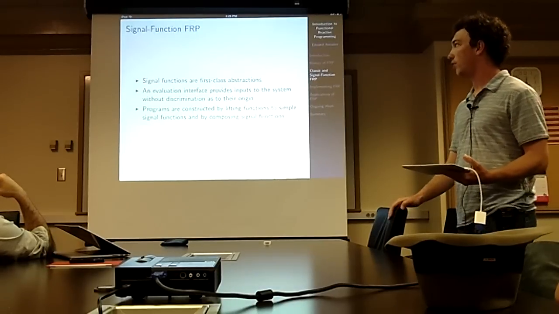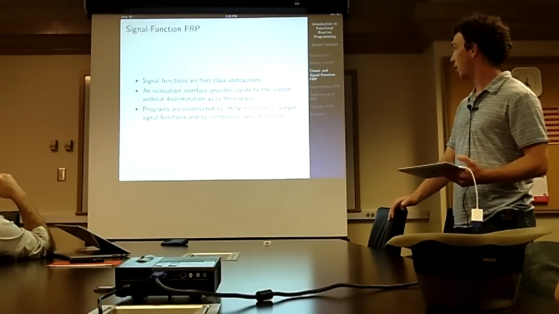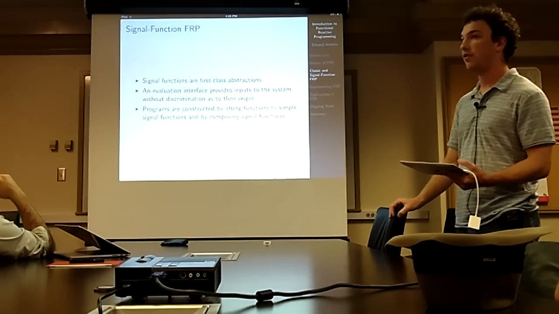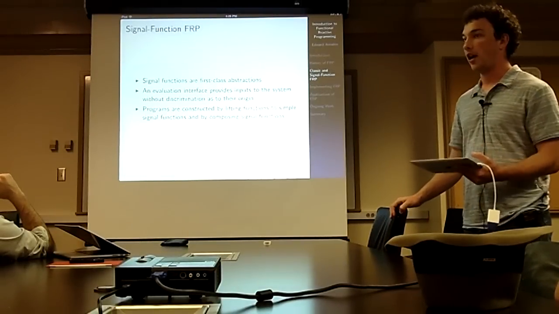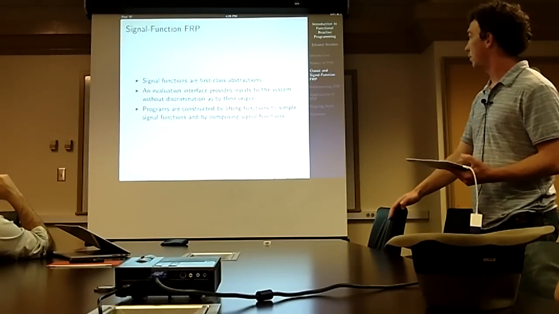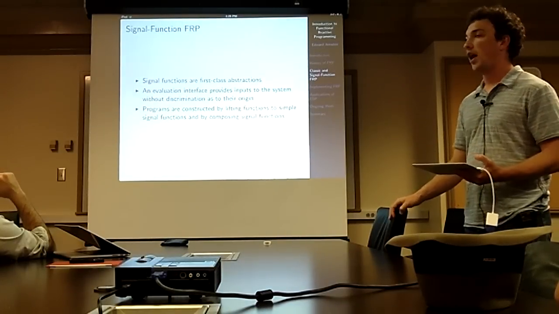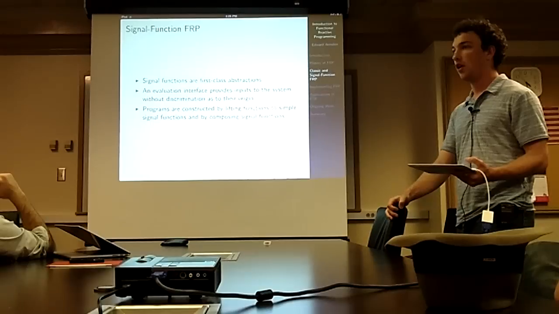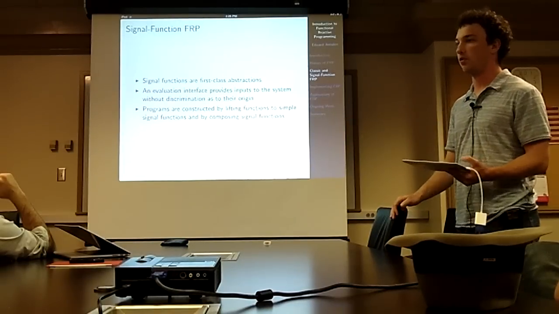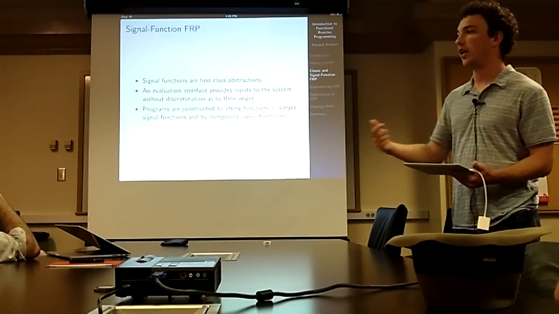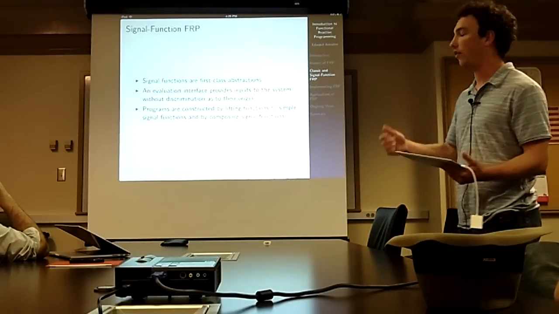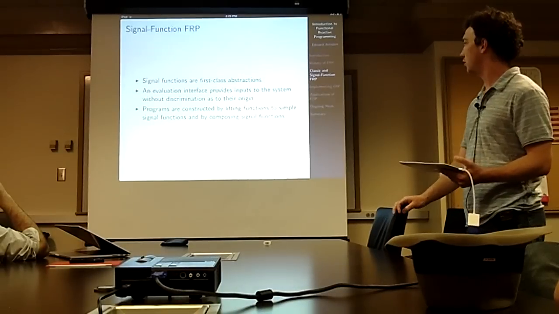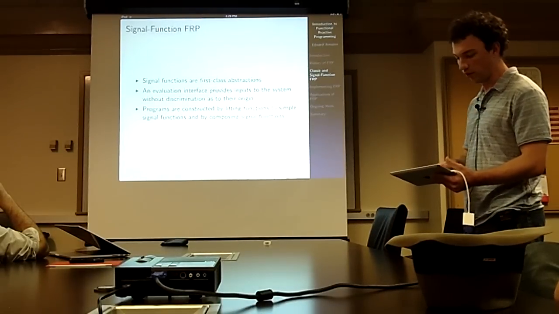In contrast, in signal function FRP, we have signal functions as the first-class abstraction. So you don't actually manipulate events and signals directly, but you manipulate transformers of them and compose those, and those are also the reactive components, so these are what can be replaced in response to events. And you have what's called an evaluation interface, which is what you hand the signal function to actually let it run, and what takes care of the work of actually going and getting the inputs and then handling the outputs of your signal function. And you construct programs by lifting functions to signal functions and then composing these with other signal functions.